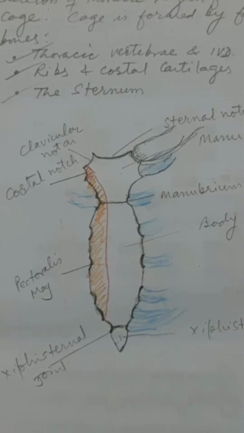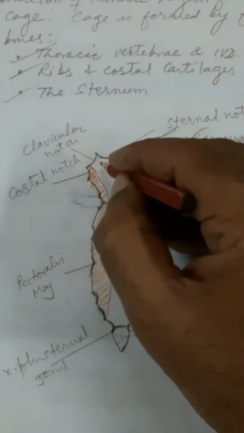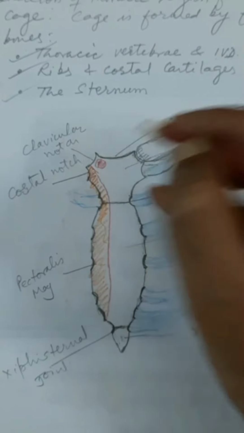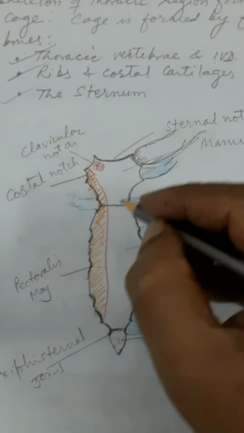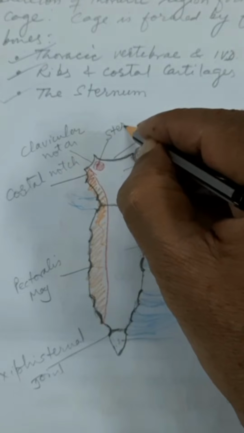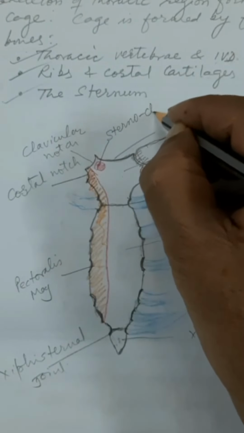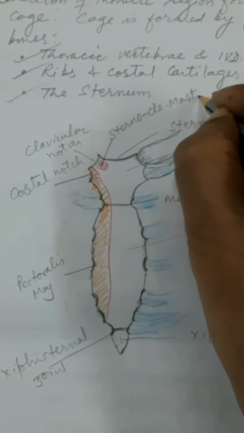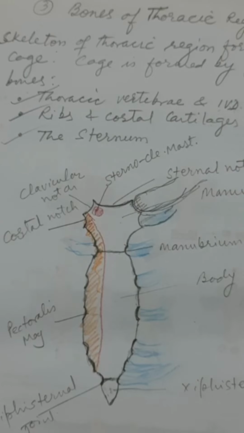Then there is another muscle which also takes origin here, and it is the sternal head of the sternocleidomastoid. So this was pectoralis major, and this is the second muscle, the sternocleidomastoid, which has a sternal head because it takes origin from the anterior aspect of the sternum.